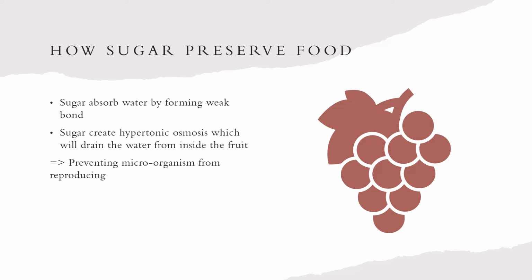So, how can sugar preserve food? Sugar can form a weak bond with water so that it will absorb water on the surface of the food. And secondly, the high concentration of sugar outside of the fruit will create a hypotonic osmosis so that water will be drained out from inside of the fruit. Therefore, without water, microorganisms cannot reproduce. Based on this theory, we believe that the higher the concentration, the better sugar will preserve food.